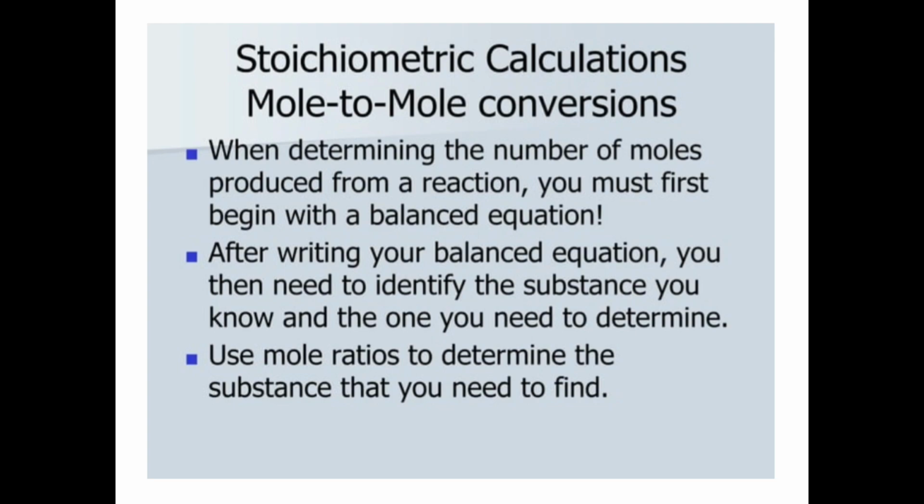Now, after you have written your balanced equation, you need to identify the substances you know and the ones that you don't know. In a typical stoichiometric question, there is always the known and the unknown. It is the known that you are going to use to find the unknown. They might give you a clue and say 2 moles of this is used to produce oxygen, then find the moles of oxygen. So you are given the known so that you can use it to find the unknown.